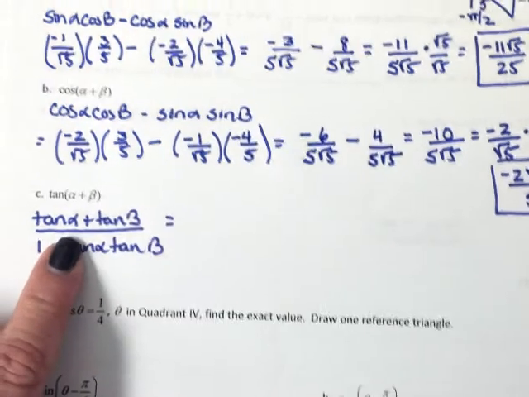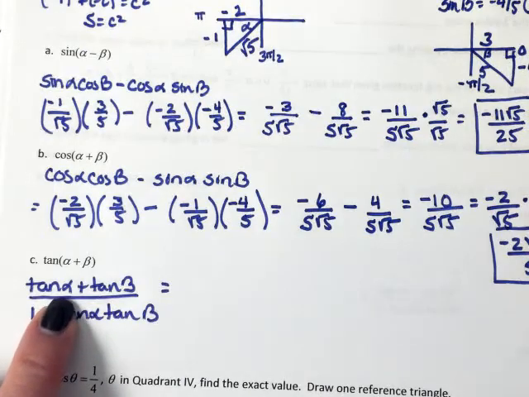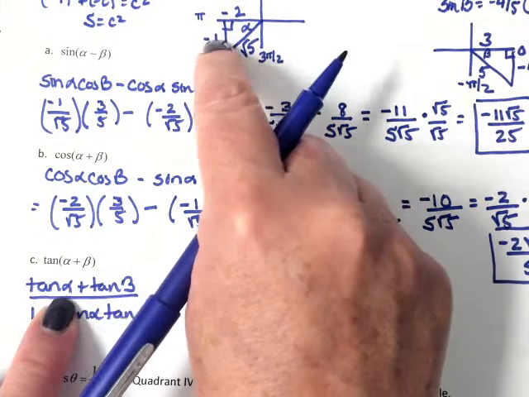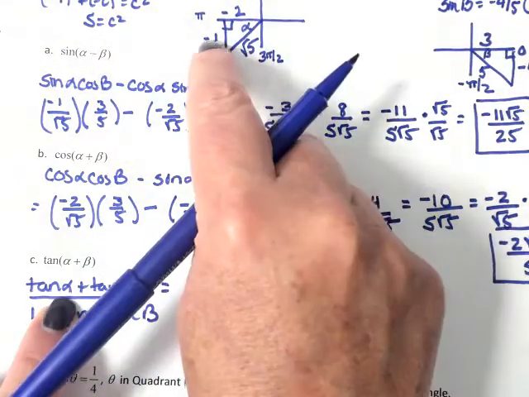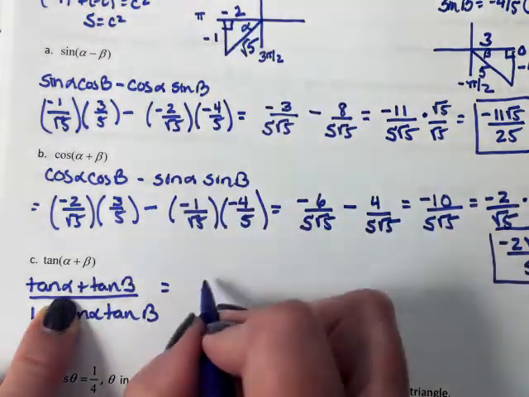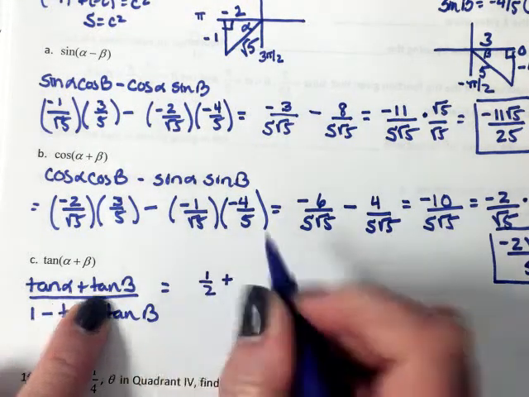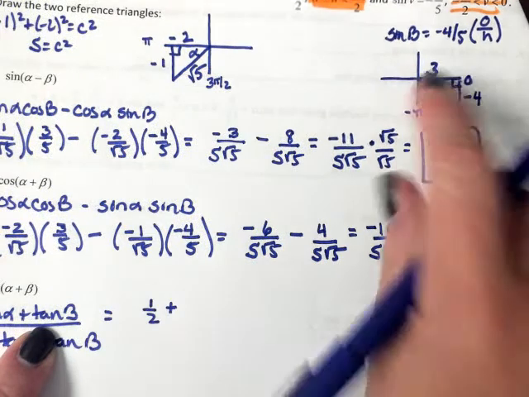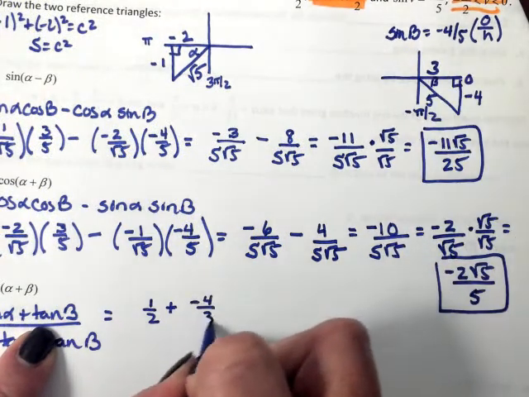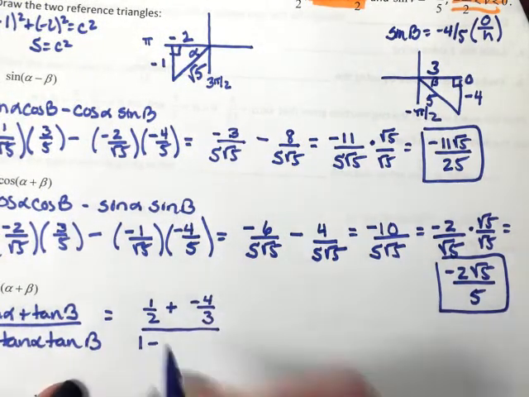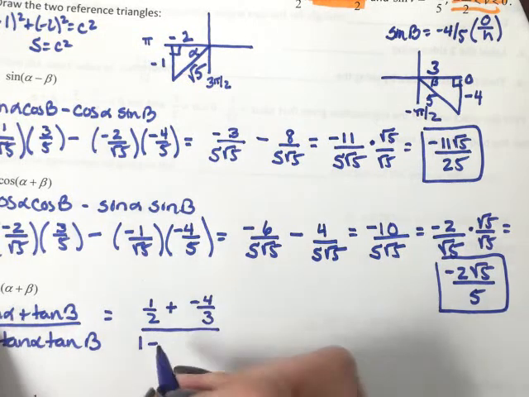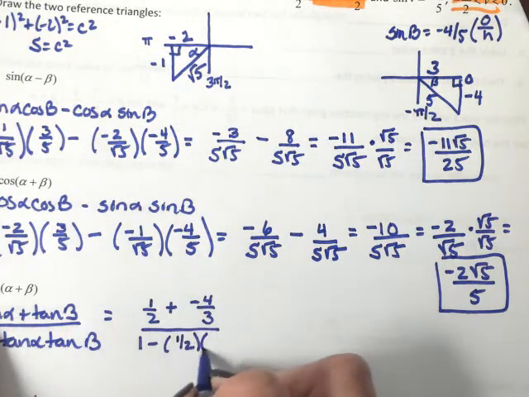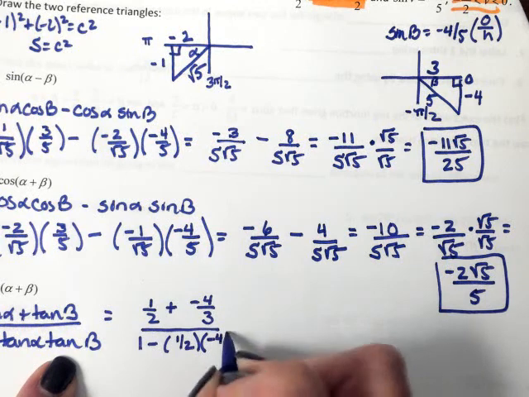So I go to my alpha triangle and I need to set up the tangent. Remember, tangent is the opposite over adjacent. So that's going to be -1 divided by -2, or 1/2. Go to your beta triangle. Opposite over adjacent is going to be -4/3. Over 1 minus, again, I've already got the tangent alpha, that's my 1/2. I've got my tangent beta, which is -4/3.